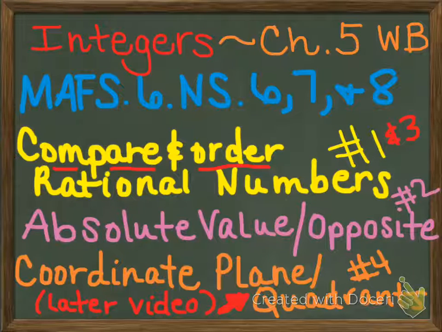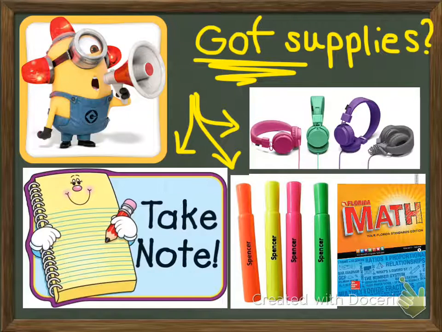I've already done part 1 and part 2 of the integers video, so this is part 3. This is comparing and ordering rational numbers using the number line and using inequality symbols. This still goes with chapter 5. This will be lesson 5.3.